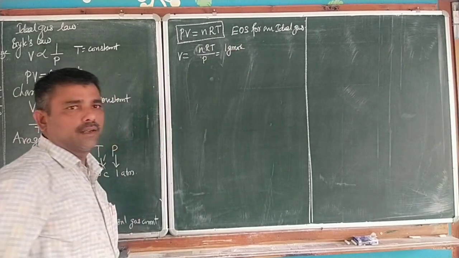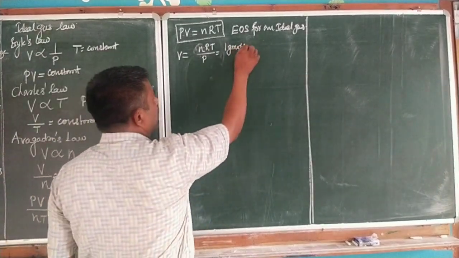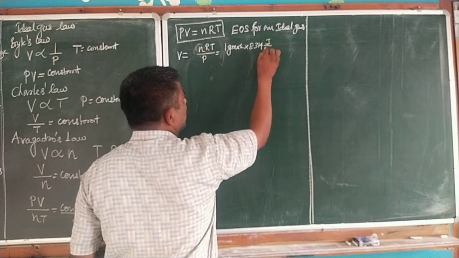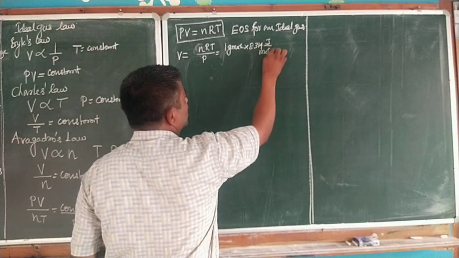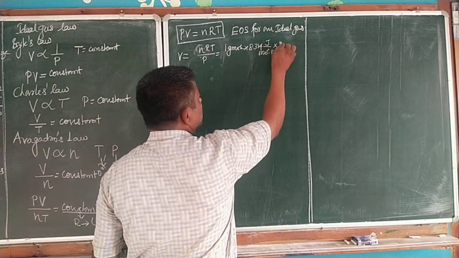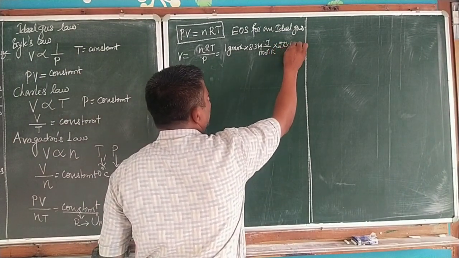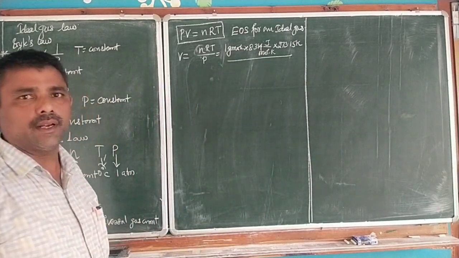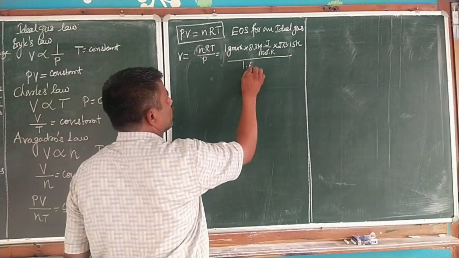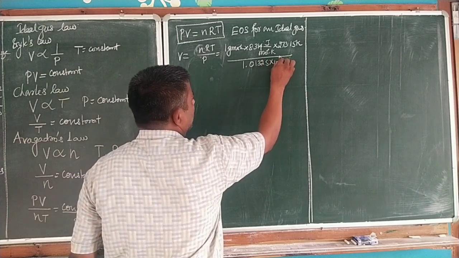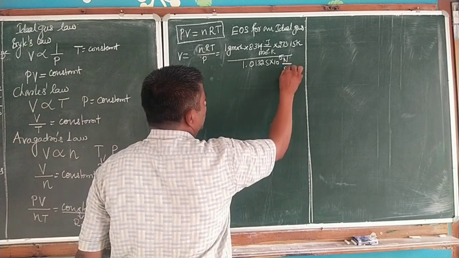1 mole or gram mole, both are the same. R is equal to 8.314 joules per mole Kelvin. Temperature is 0 degree Celsius, that means 273.15 Kelvin. Pressure is 1 atmosphere, which I can write as 1.01325 times 10 to the power of 5 Newton per meter square.